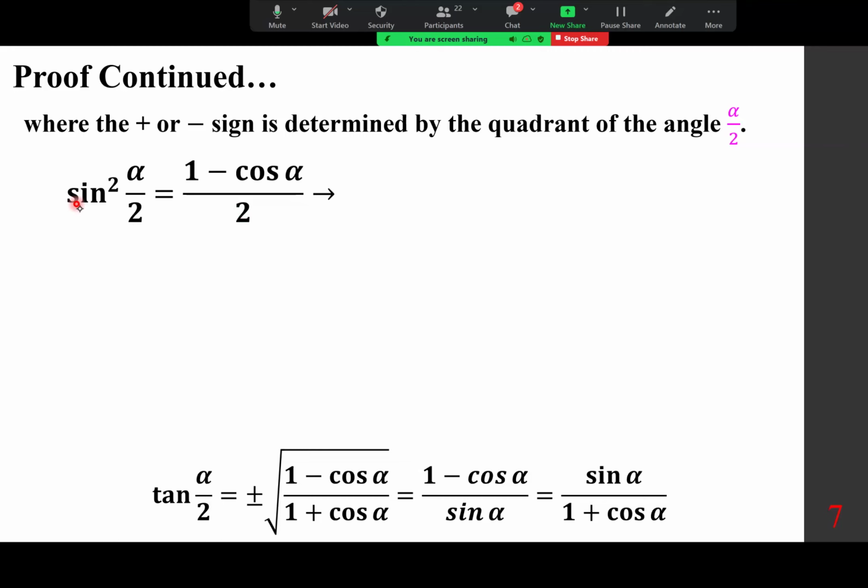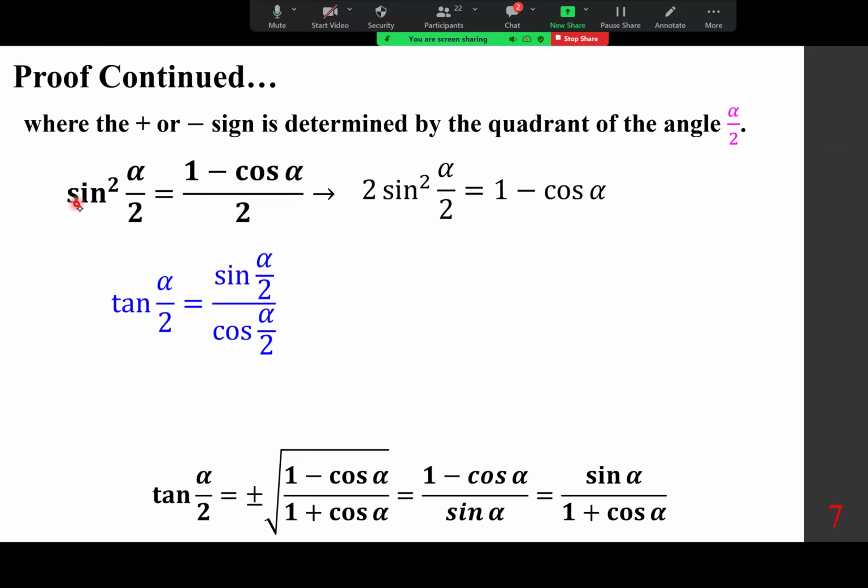If I multiply by 2, I get 1 minus cosine alpha. And now tan of alpha over 2 is sine over cosine: sine of alpha over 2 over cosine of alpha over 2. Now let's multiply. Here's the trick to show you why we have this.